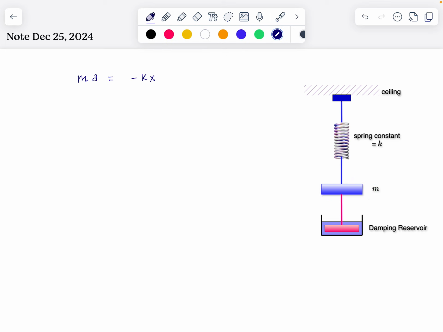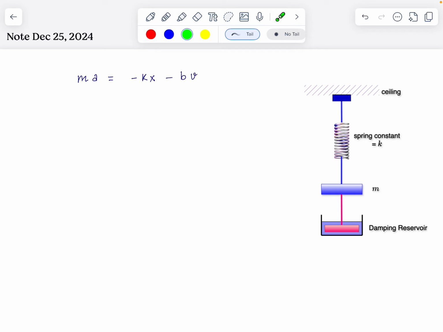Now, if we have damping, we add another term called b times v. What this will do is try to decrease the motion of the mass. So here b is a constant and v is the velocity. So the higher the velocity, the lower is the acceleration. So that's the idea.